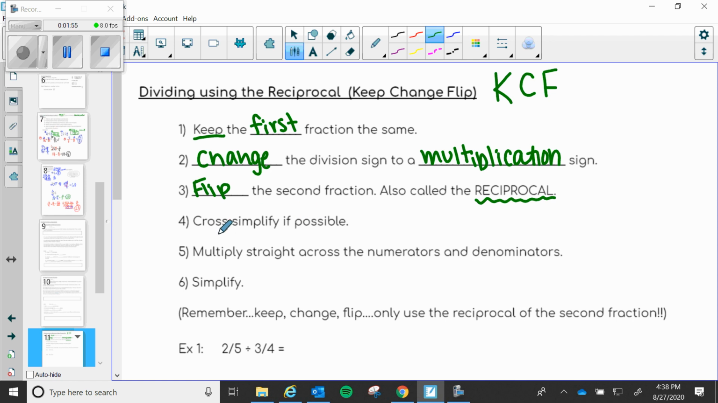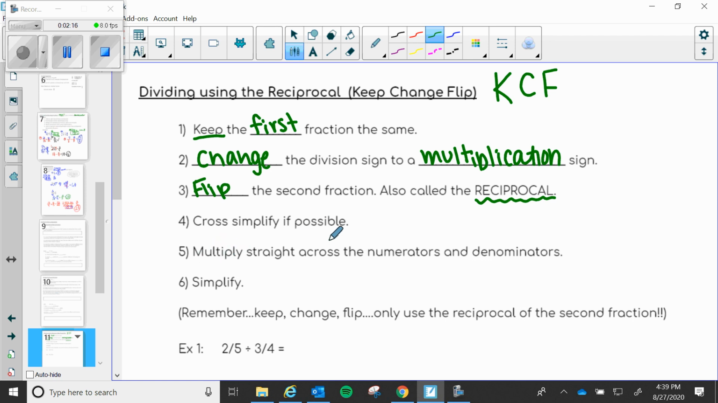And then our fourth step is to cross simplify. I will explain how to cross simplify. Some people don't like it. It's just a way to where, after you multiply, which we'll get to in a second, it's a lot less simplifying at the end. But if you don't feel comfortable cross simplifying, you can skip this step.